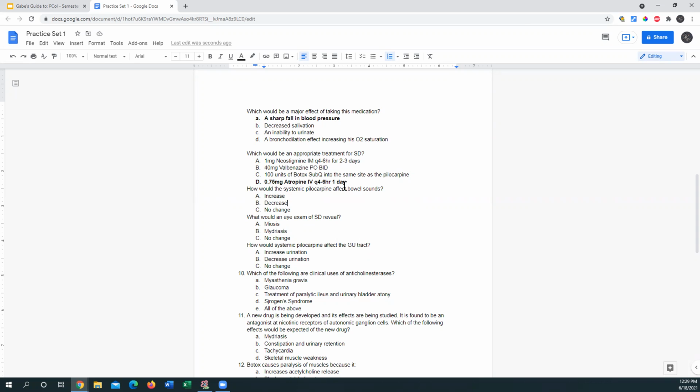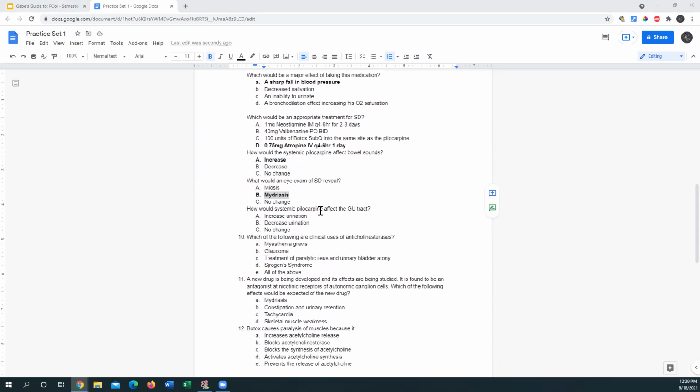How would the systemic pilocarpine affect bowel sounds? Well, we know it's going to be increasing rest and digest. So we're going to be hearing more bowel sounds. We're not going to be causing mydriasis in the eye. We're going to be constricting it. And then we're going to be causing urination.